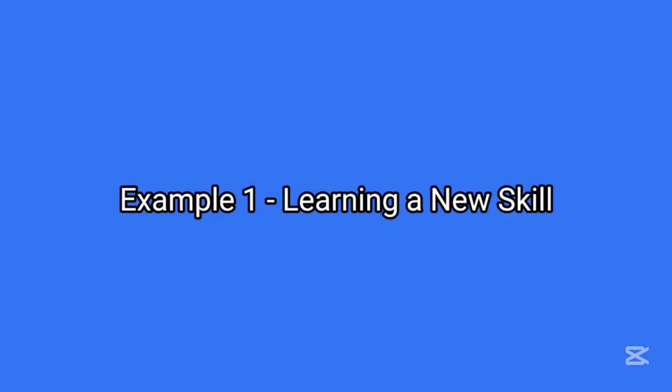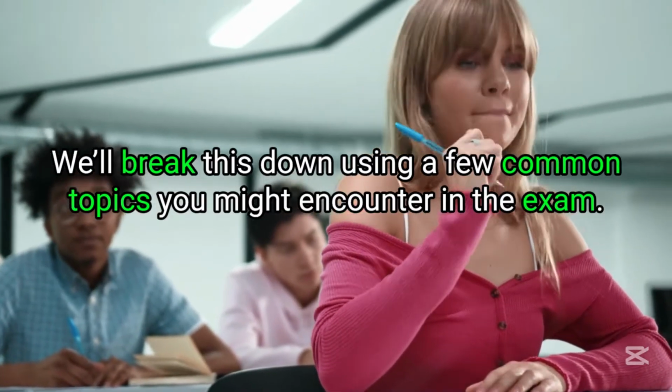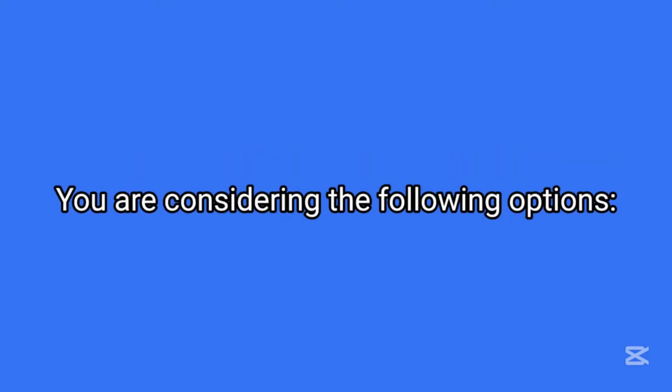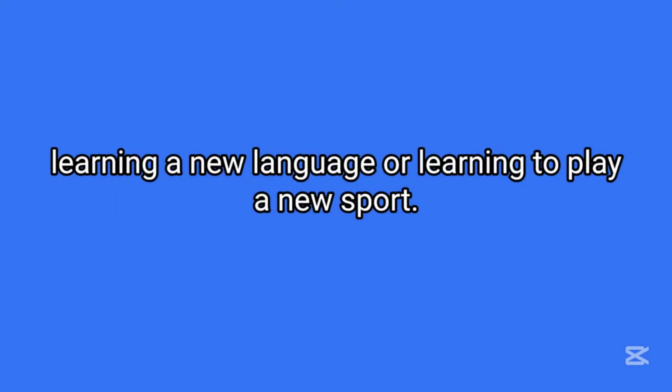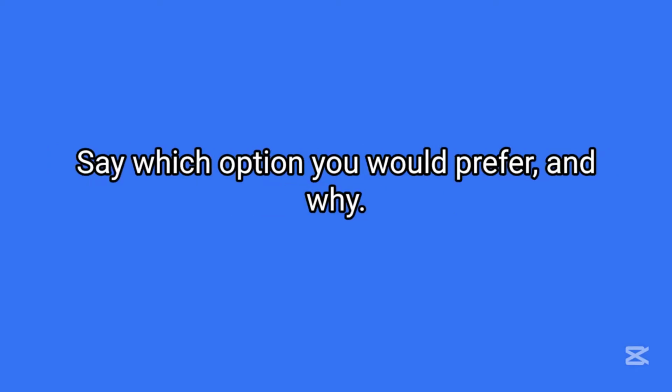Example 1. Learning a new skill. We'll break this down using a few common topics you might encounter in the exam. Let's start with this task. You have decided to learn something new this year. You are considering the following options: learning a new language or learning to play a new sport. Explain how easy or difficult these options would be for you. Say which option you would prefer and why.